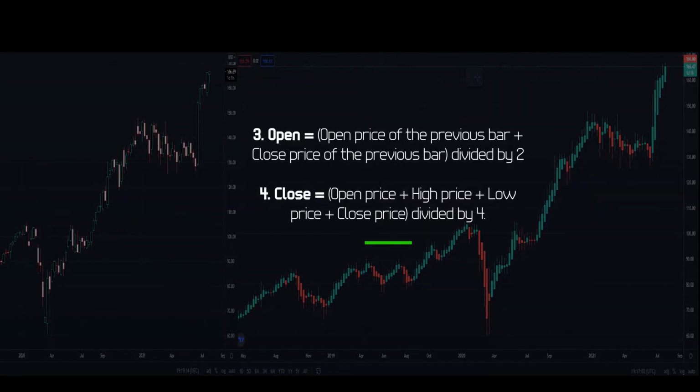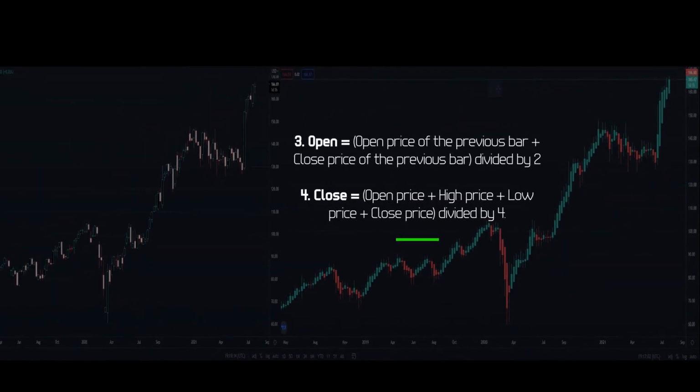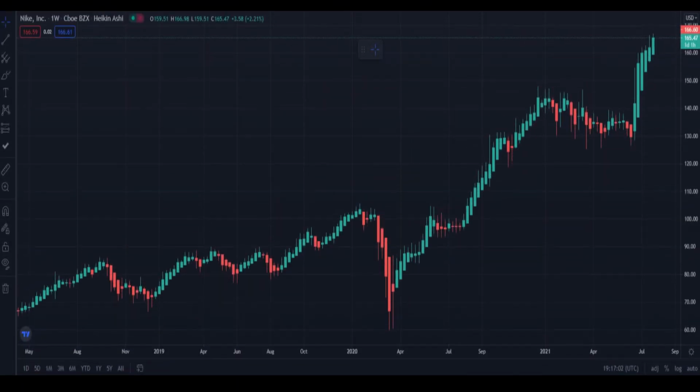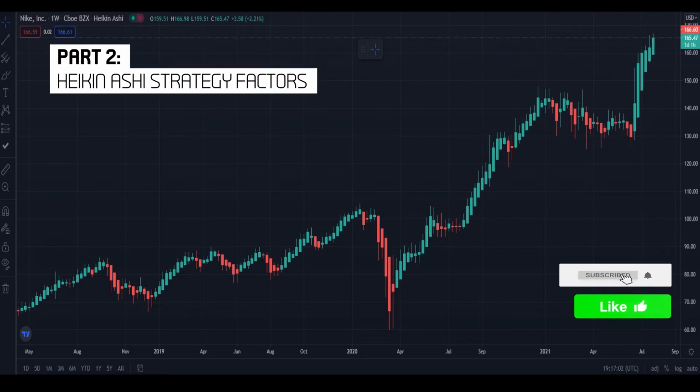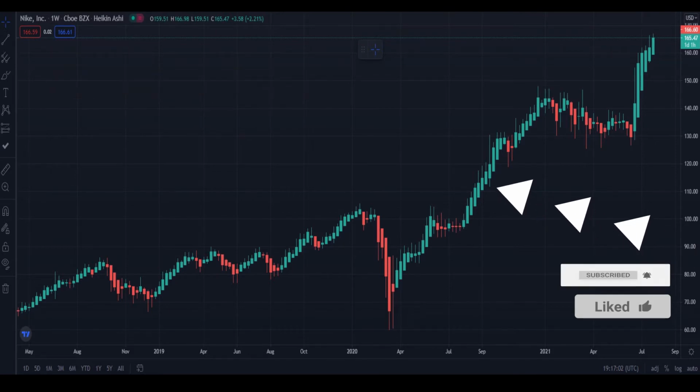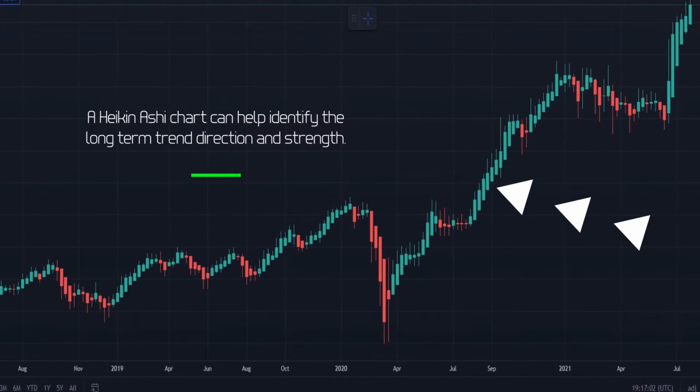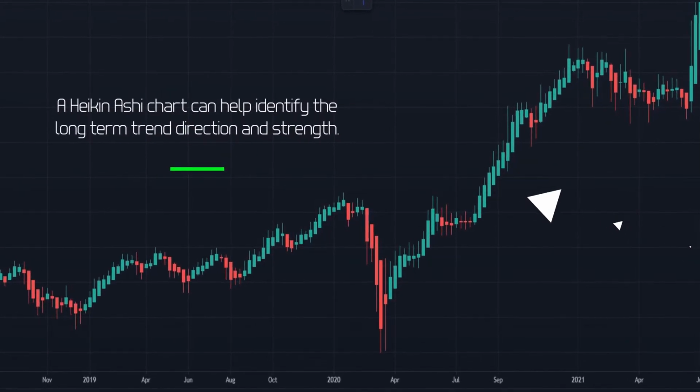Now that we know what Heikin Ashi represents, we can take a look at key factors to consider when using Heikin Ashi. The idea behind Heikin Ashi is it can help filter out market noise to make a smoother chart. The green candles without a lower wick signal a strong uptrend, and red candles with no upper wick signal a strong downtrend. This is important to understand because the main reason why traders would favor a Heikin Ashi chart is to help identify the trend direction and the trend strength.